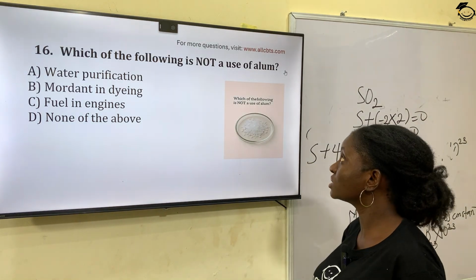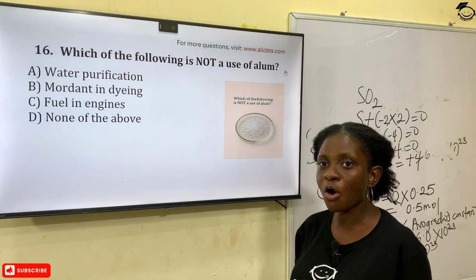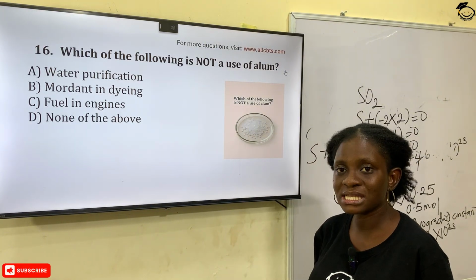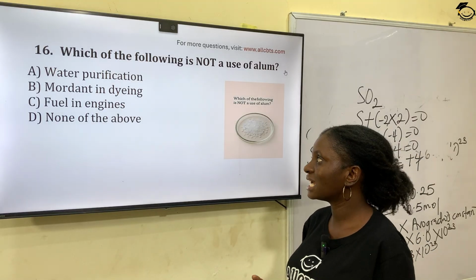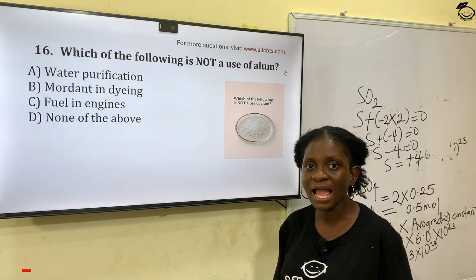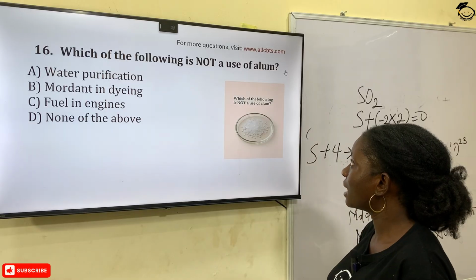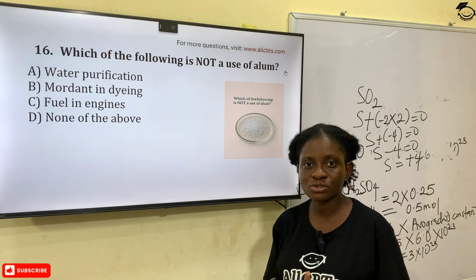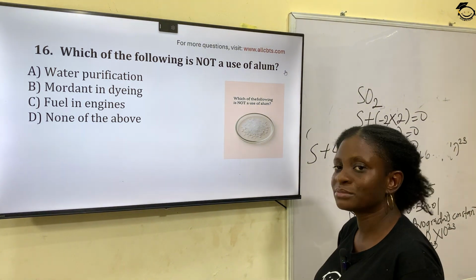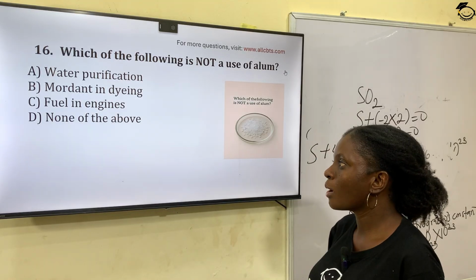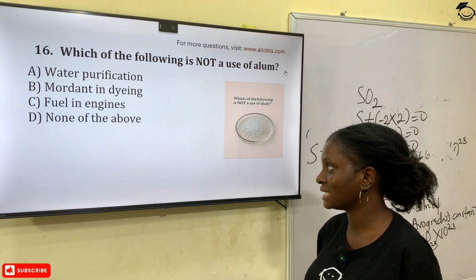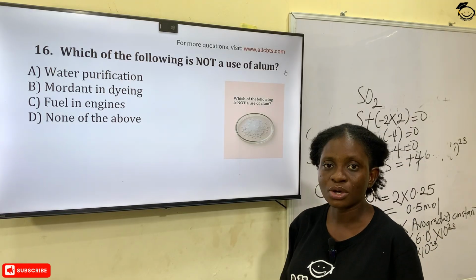Question 16. Which of the following is not a use of alum? A, for water purification. B, mordant in dyeing. C, fuel in engines. D, none of the above. Alum, potassium aluminium sulfate dodecahydrate, can be used in water purification. It can be used to fix dye on clothes, but it is not used as a fuel in engines. So the correct answer is C, fuel in engines.